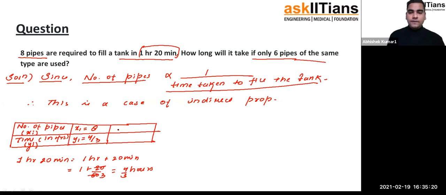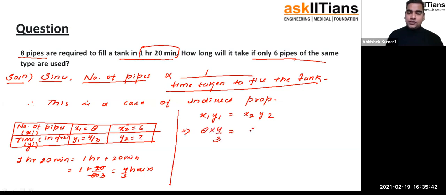If the number of pipes is reduced to 6, so that means x2 is 6, then how much time will be taken? That's what they are asking. As this is a problem of indirect proportion or indirect variation, we can use this formula, that is x1 y1 is equal to x2 y2. X1 is 8, you can put here. Y1 is 4 by 3, you can put here. X2 is 6, we have this value. Y2 we don't know. So let us solve it.